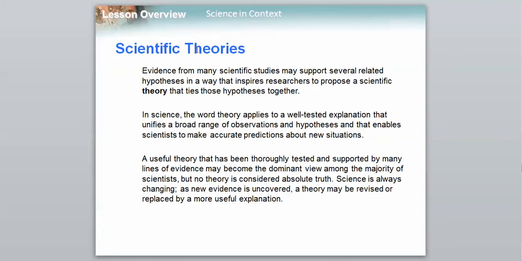So evidence from many scientific studies may support several related hypotheses in a way that inspires researchers to propose a scientific theory that ties those hypotheses together. So again, that is if we have multiple things that are coming together, they are giving us the same results over and over again. So maybe we can say with certainty that this is going to be correct and happen most of the time, so we can in fact call this a theory.